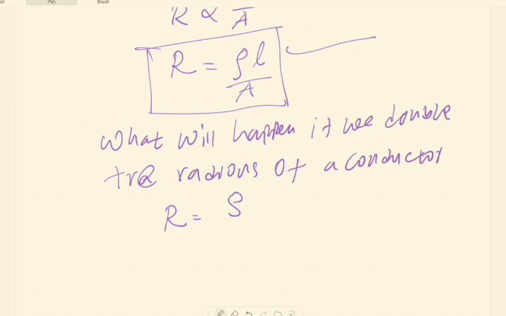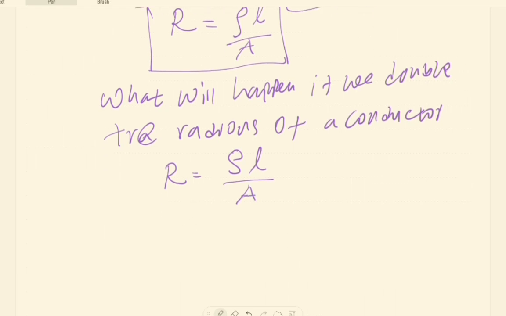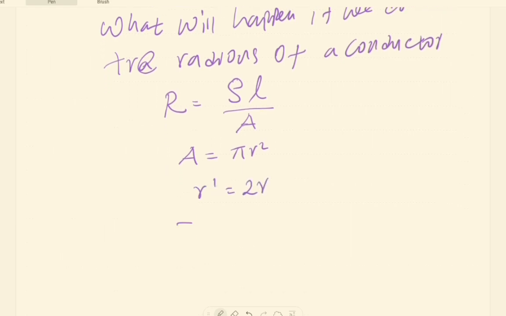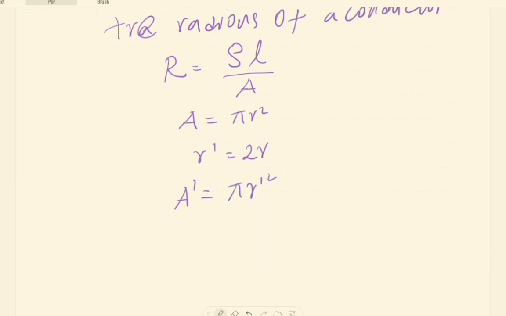Without doubling, the resistance is simply the constant resistivity times the length of the wire divided by the cross-sectional area. Without doubling, the area is simply pi r squared. When the new radius is twice the first radius, the area of the new wire, A prime, would be pi r prime squared, which gives 4 pi r squared.